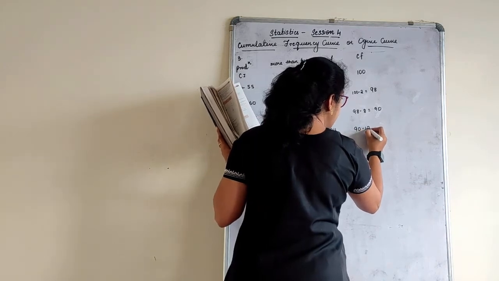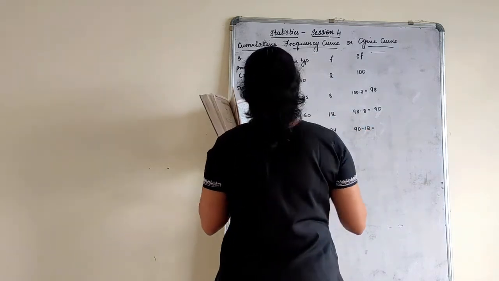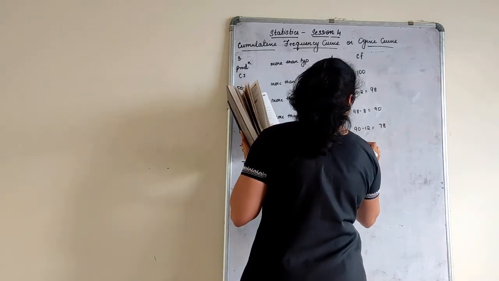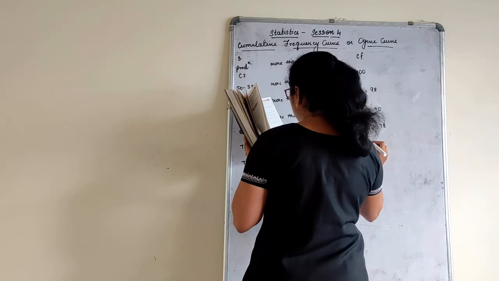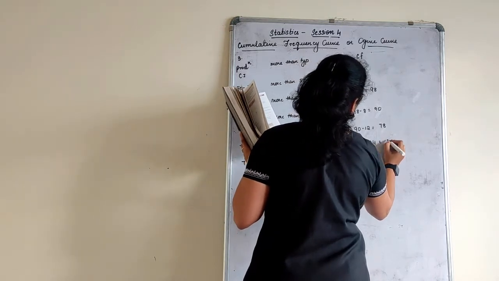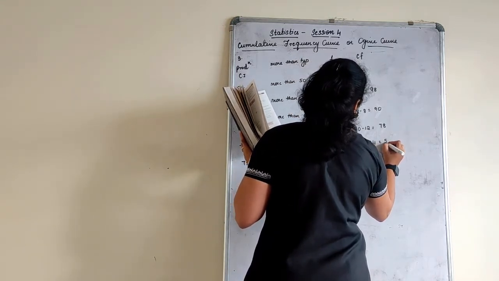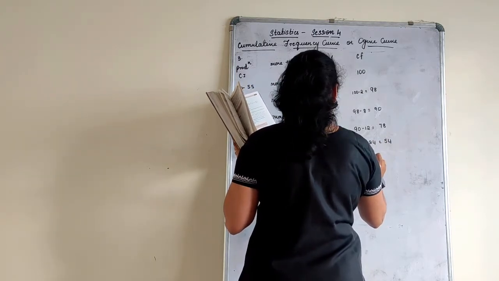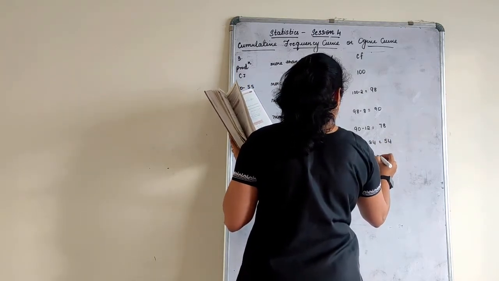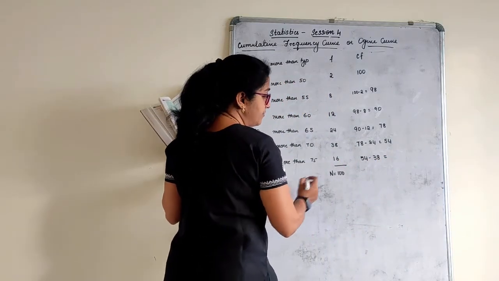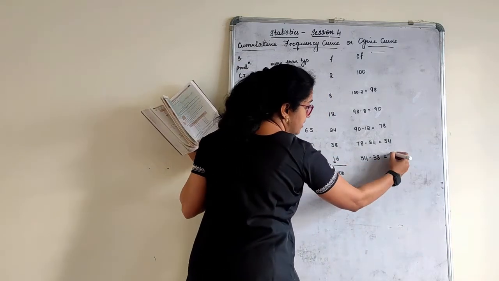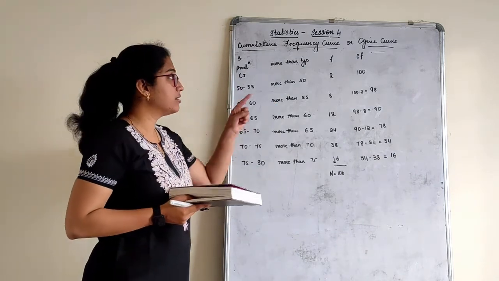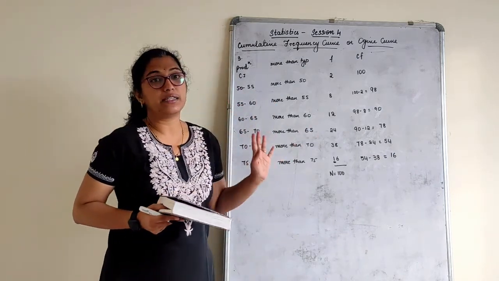90 minus 12, right? 78. Next calculation, 78 minus 24, that is 54. Your next calculation is 54 minus 38. You know what you have to get here? You have to get this answer, 16. And if you are not getting 16, that means your calculation of your cumulative frequency is wrong.